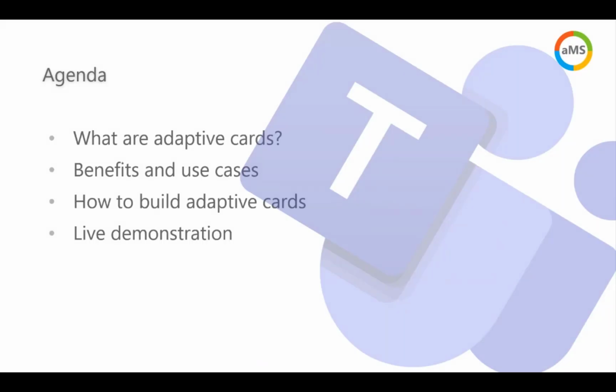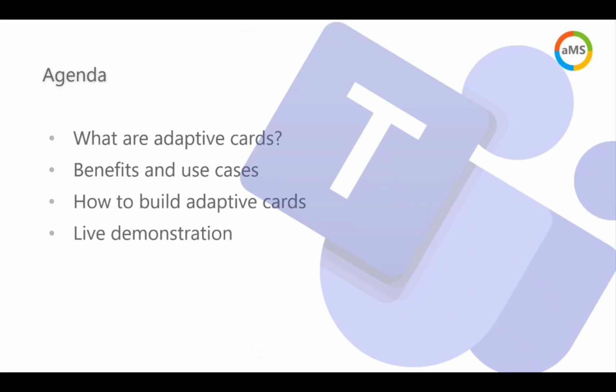So what we're going to cover today is adaptive cards in Microsoft Teams. So first of all, what are adaptive cards? What are they used for and why? What are the benefits of using them? How do we actually build them in Microsoft 365? And I also want to give you a live demonstration of that as well. So what we'll run through is how to build them, and what they look like from an end user perspective as well, using different elements of Microsoft 365.